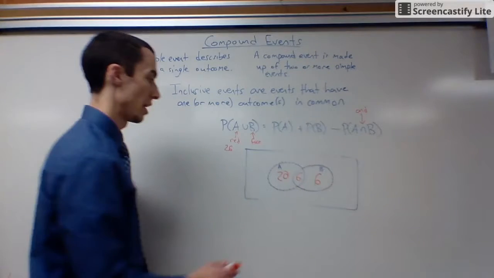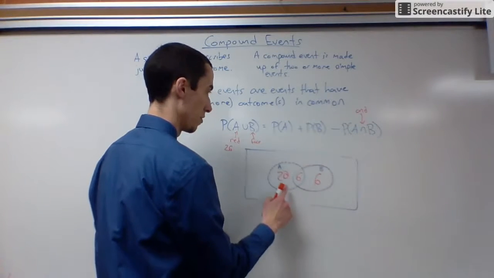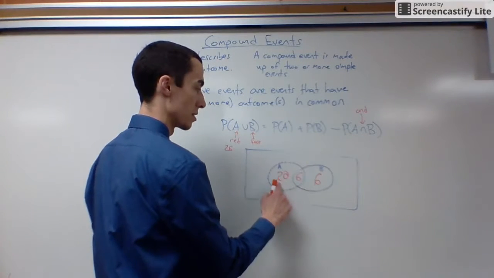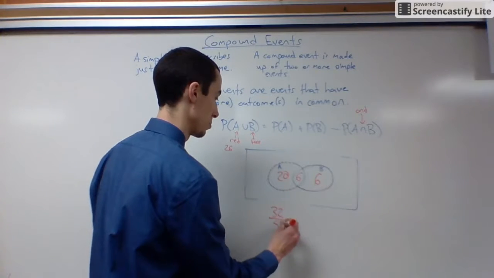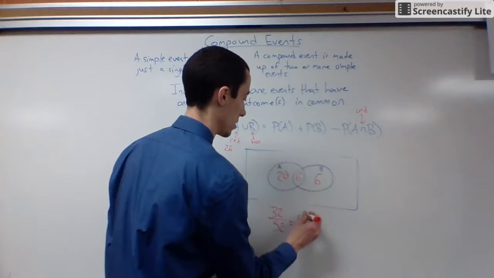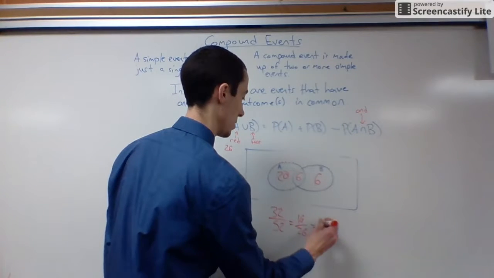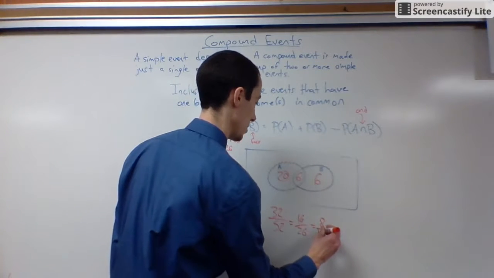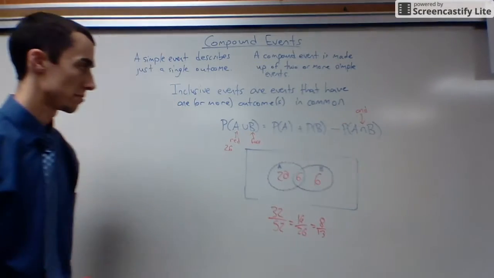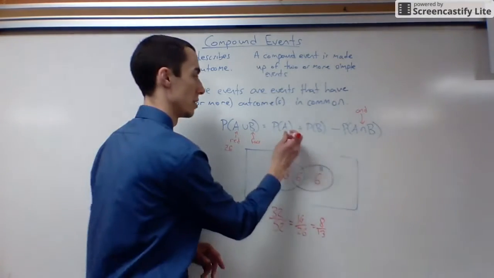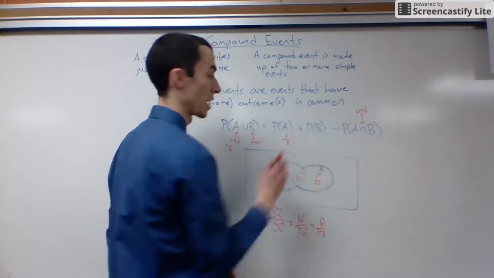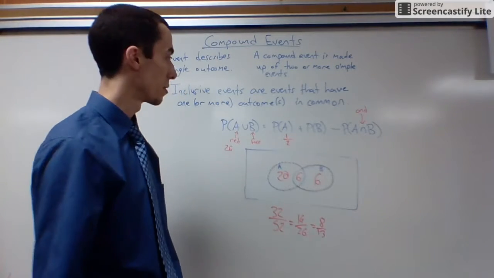And so the probability of being either red or face would be to add those 3 together: 32 out of 52, or 8/13.